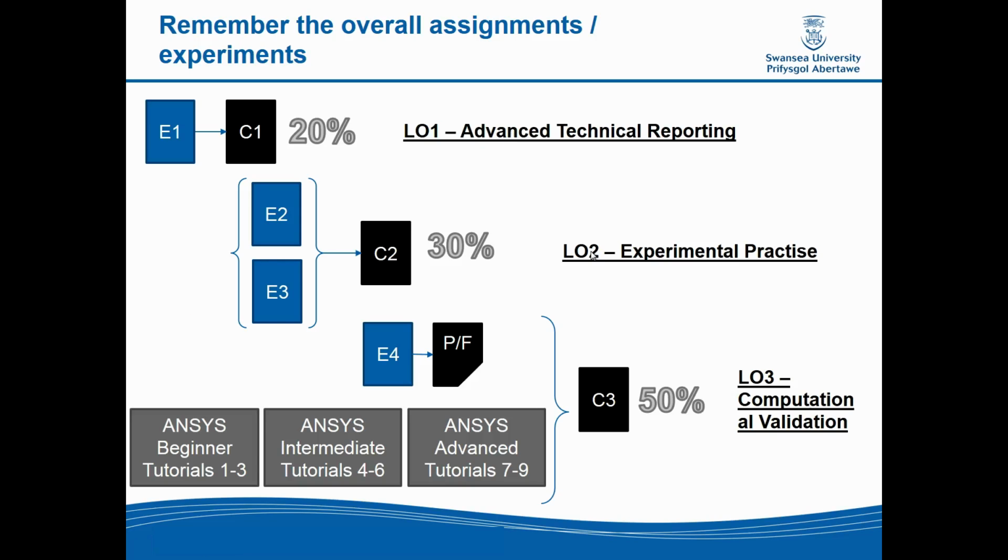Overall, you should know this by now, you've had 4 experiments so far. A few of you are just going to finish off the last experiment. E1 was the aerofoil experiment, aligned to C1, worth 20% of the module credit. Experiments E2 and E3 went into your C2 assignment, worth 30%, aligned with the experimental practice learning objective.